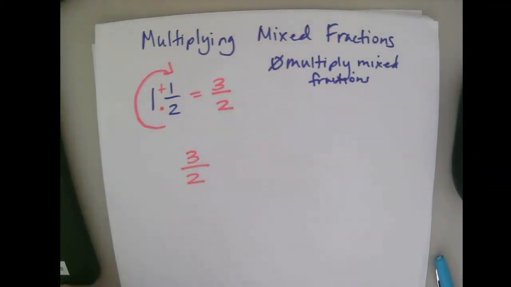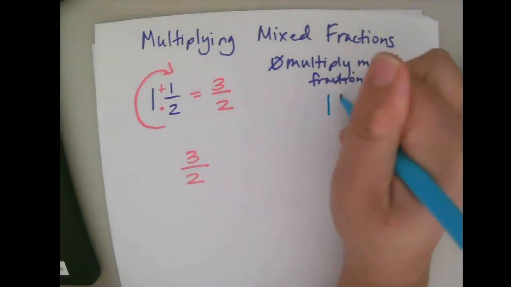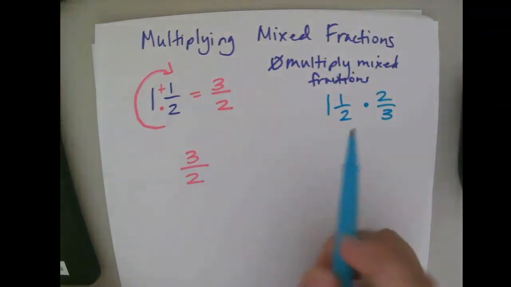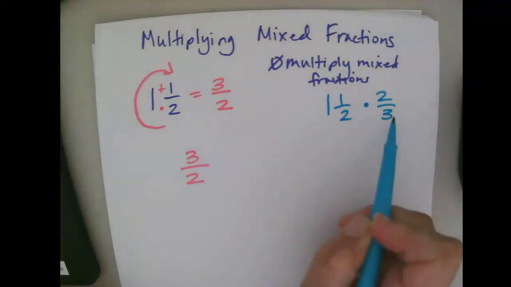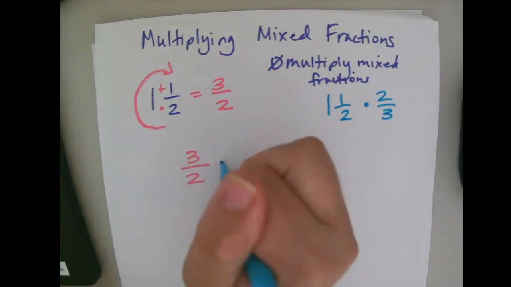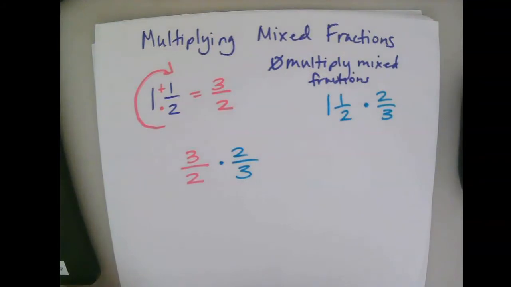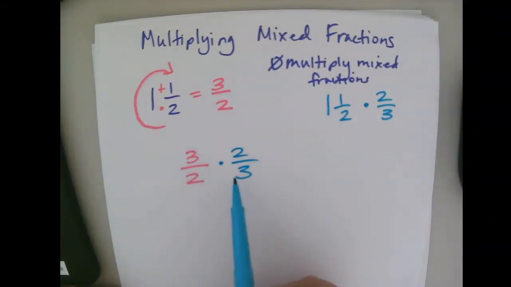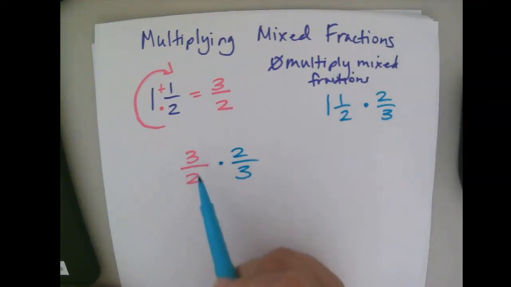So say I had 1 1/2 times 2/3. First I converted this to an improper fraction. Now I can multiply by 2/3. If you remember how we multiply fractions, one thing we can do is multiply straight across, or we can do some cross canceling.